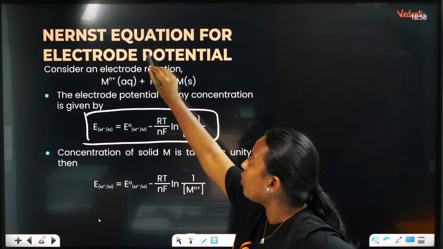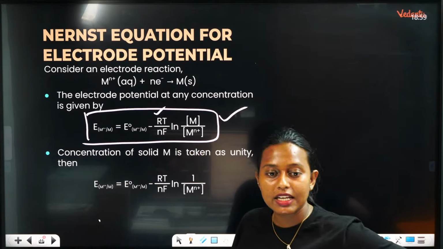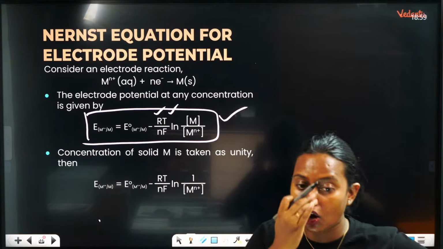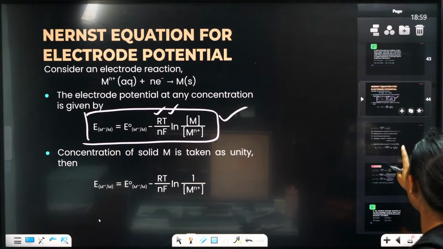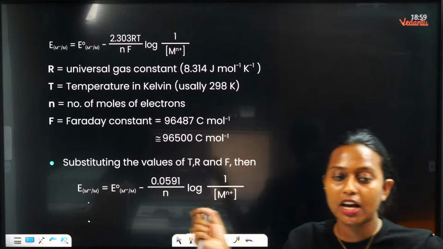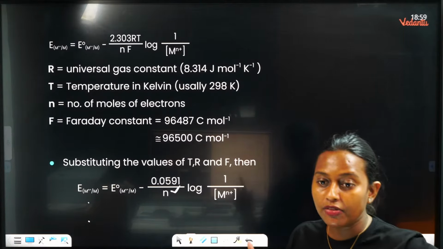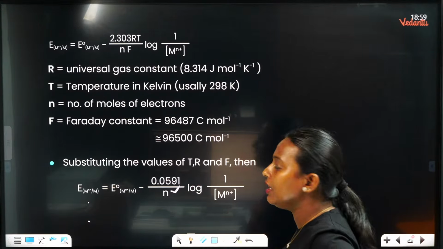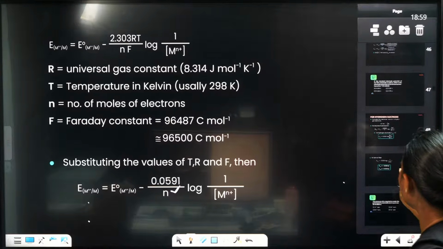This is very simple, and actually it is very important also. We know that R is the universal gas constant, T is temperature, F is Faraday's constant. When we substitute all the constant values, you will get 0.0591 divided by n, where n means number of moles of electrons, and log 1 by concentration of M n plus. I hope it's clear.